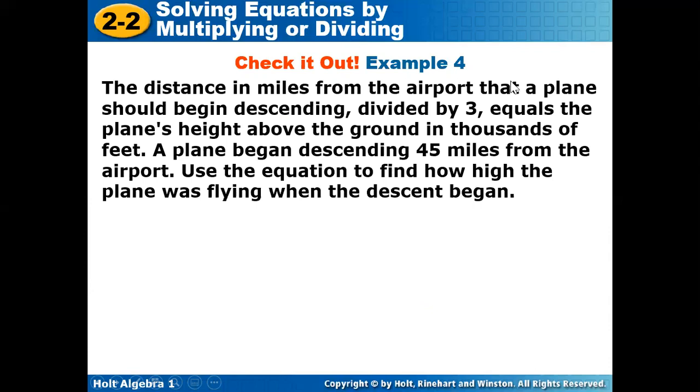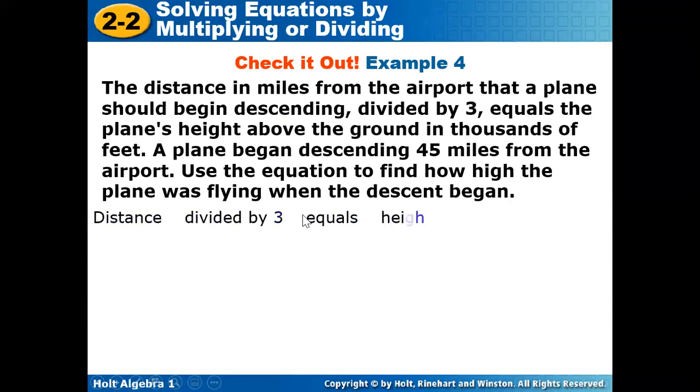The distance in miles from the airport that a plane should begin descending, so how far away from the airport the plane should start going down, divided by 3 equals the plane's height above the ground in thousands of feet. A plane began descending 45 miles from the airport. Use the equation to find out how high the plane was flying when the descent began.